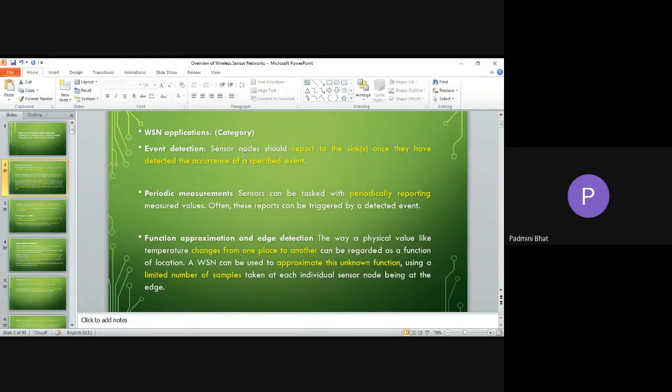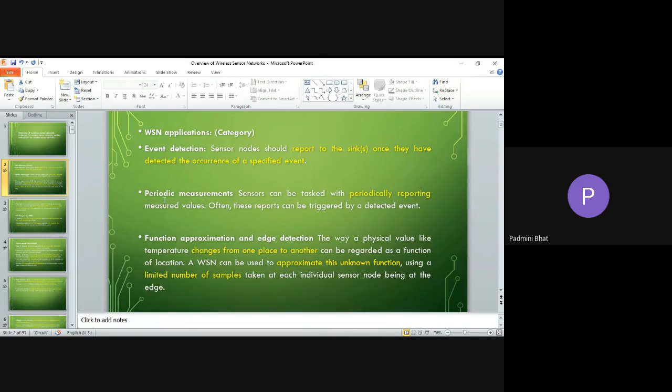See, this is just sensor nodes. Later we will categorize it as wireless sensor nodes. A sensor node can be wired also or wireless also.